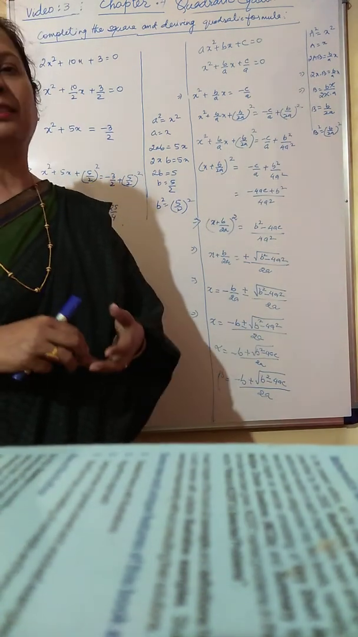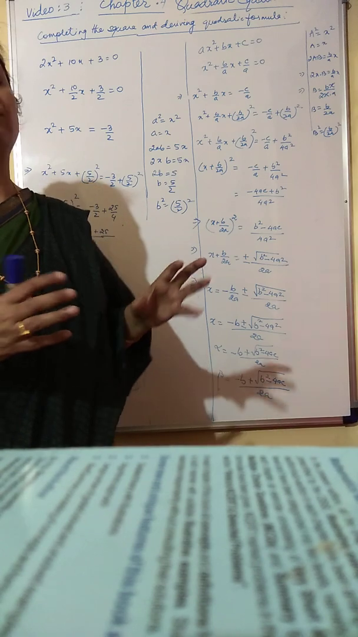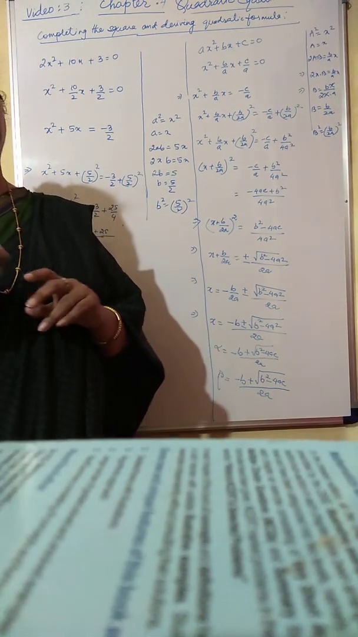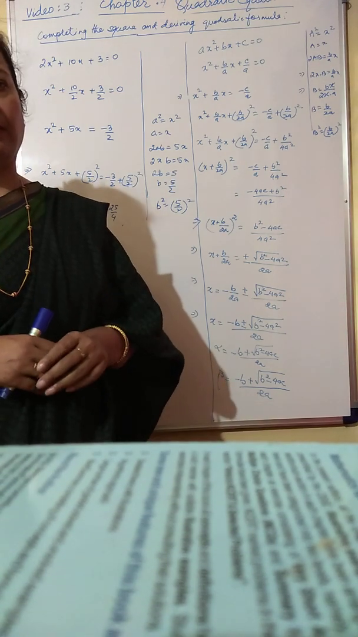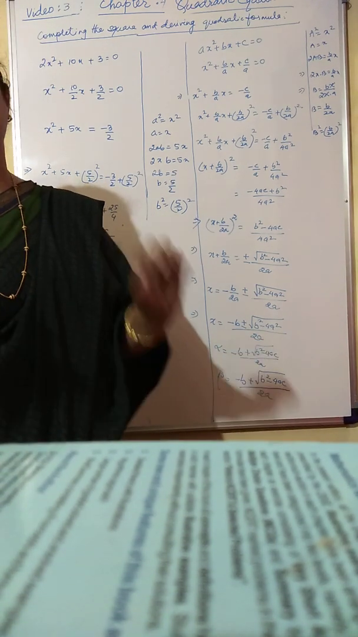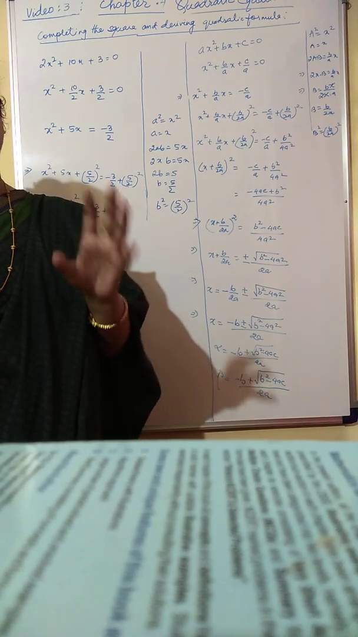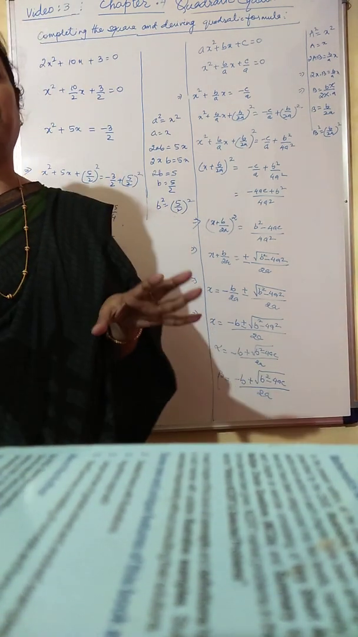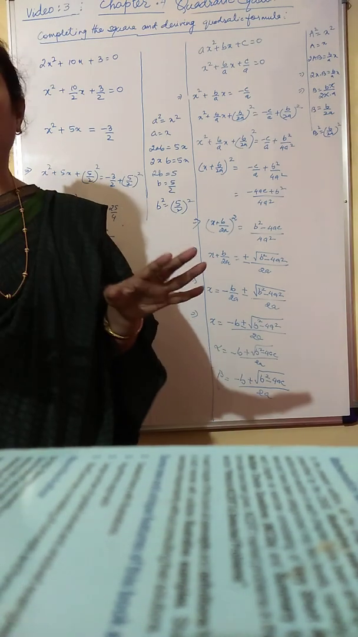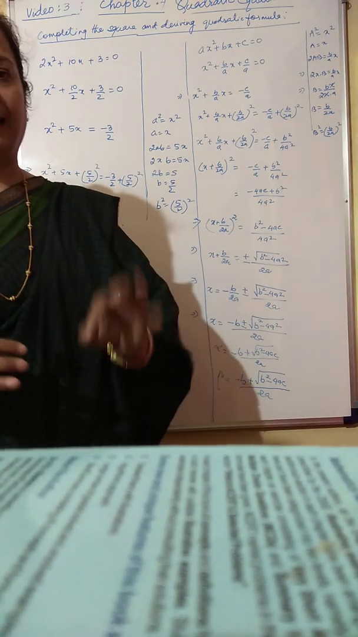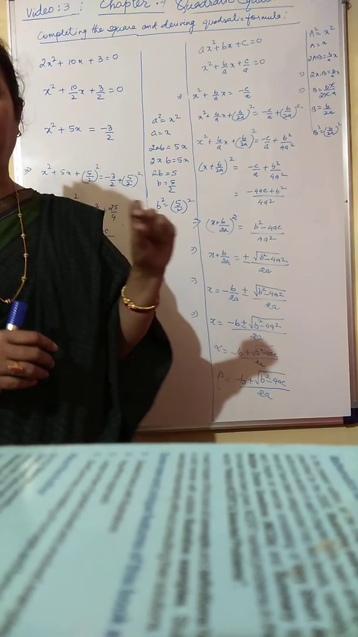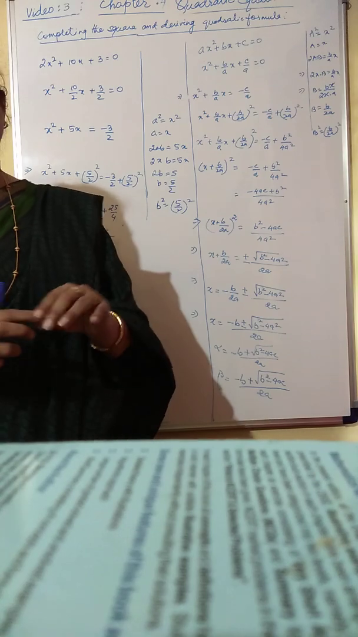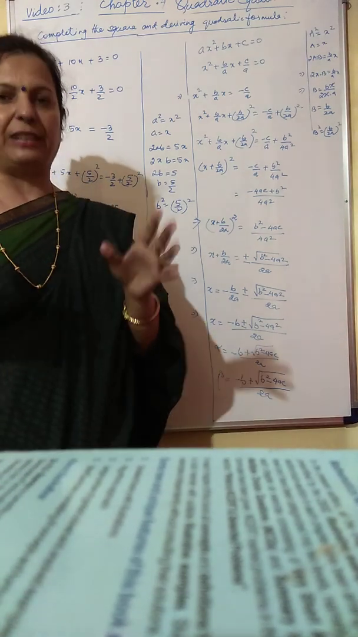Let me tell you that the completing the square method was one specific method for finding the roots of the quadratic equation, but this part of the chapter has been removed from your syllabus, to be very clear. Completing the square is removed from the syllabus, so you are not going to get any question directly asking to complete the square and find the roots of the given quadratic equation. No. So make this very clear.